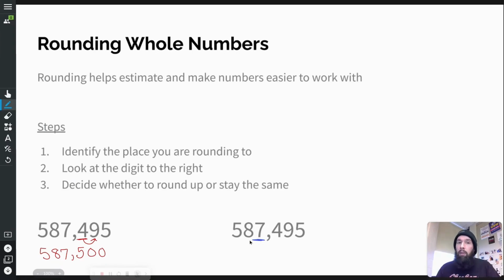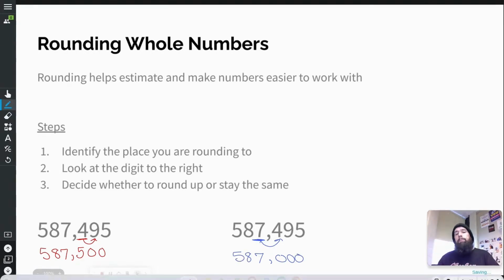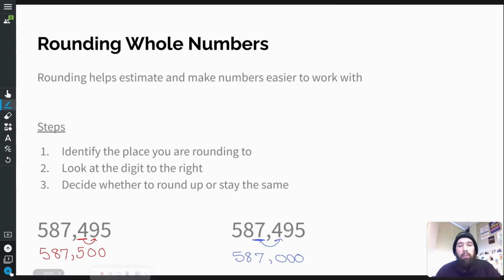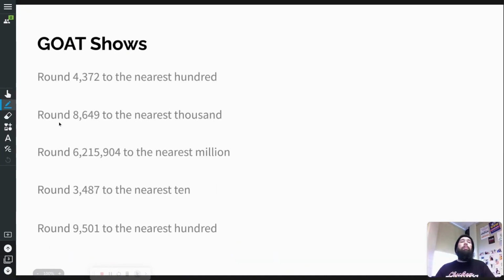Now let's take a look at this one and round it to the nearest thousand. So there's my 7. I'm going to look at the number to the right of it. 4 or below, let it go. That's a 4. So I'm going to keep that 7 as a 7. The numbers to the right of it are going to be zeros, and the numbers to the left of it are exactly the same. Easy. Easy peasy lemon squeezy.